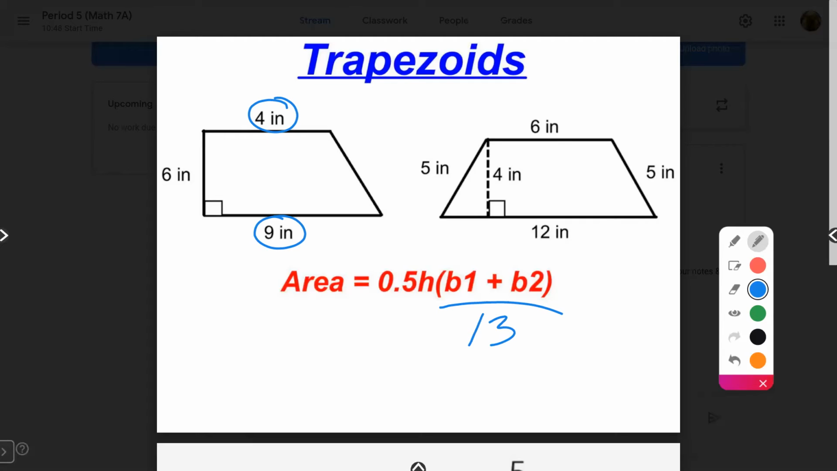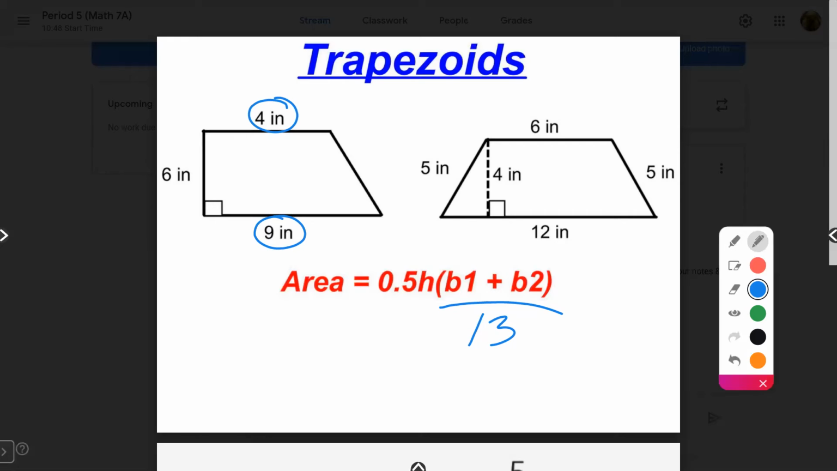Sometimes a trapezoid can be flipped. You can rotate it 90 degrees, because the biggest mistake students tend to make is they say, oh, you're talking about the top and the bottom. Well, in this example, I am. But if I take that and rotate it 90 degrees, now the 4 and the 9 are on the left and right sides. They're still the parallel sides, and they still represent B1 and B2, depending on the perspective of how you're looking at them.